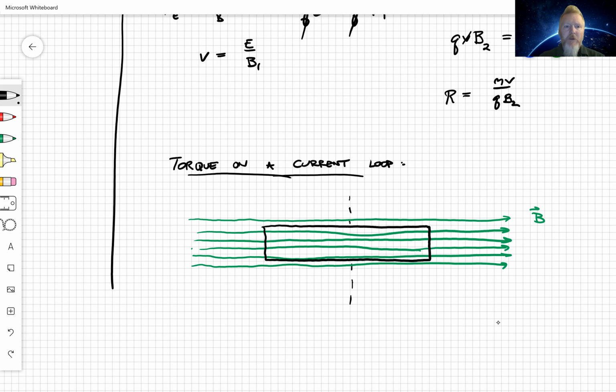Okay, so let's call this dimension A, and let's call this dimension B. And let's suppose I've got a current going through it, which is going in a counterclockwise direction. So the current is going to the left here on the top, down, and to the right here on the bottom. So that'll be the direction of I.